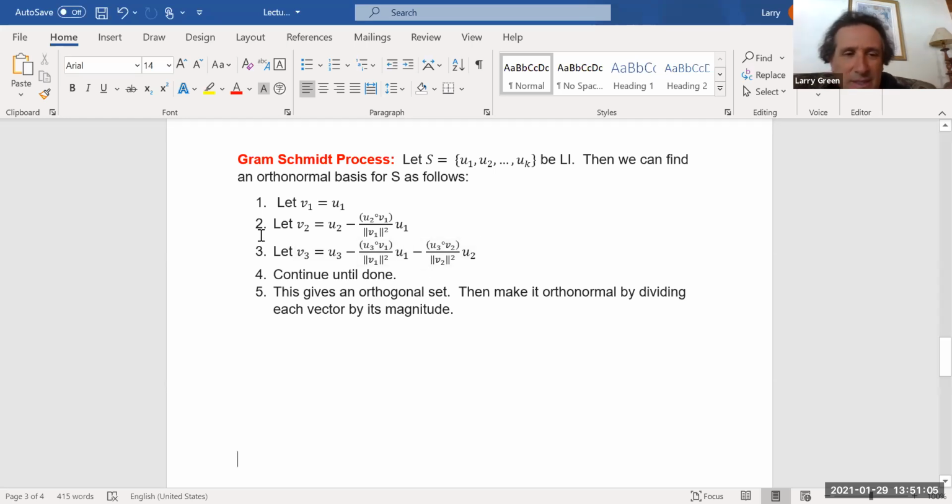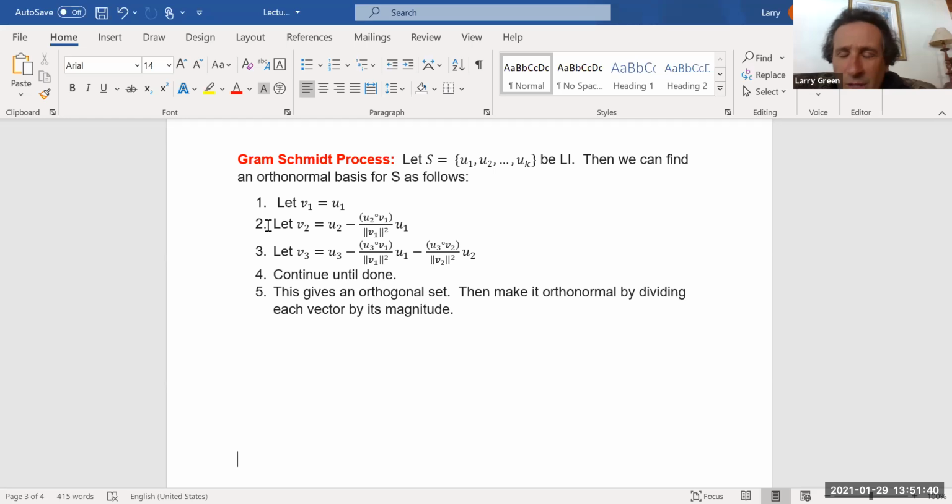Step 2 now gets a little harder. We're going to let V2 be equal to U2 minus the quotient U2 dot V1 over the magnitude of V1 squared, times U1. Okay, anyone lost on the symbols here on step 2? Anyone lost on that?